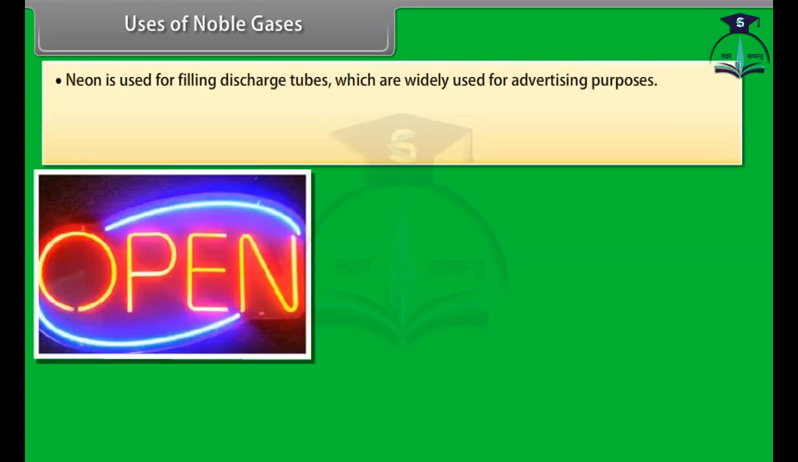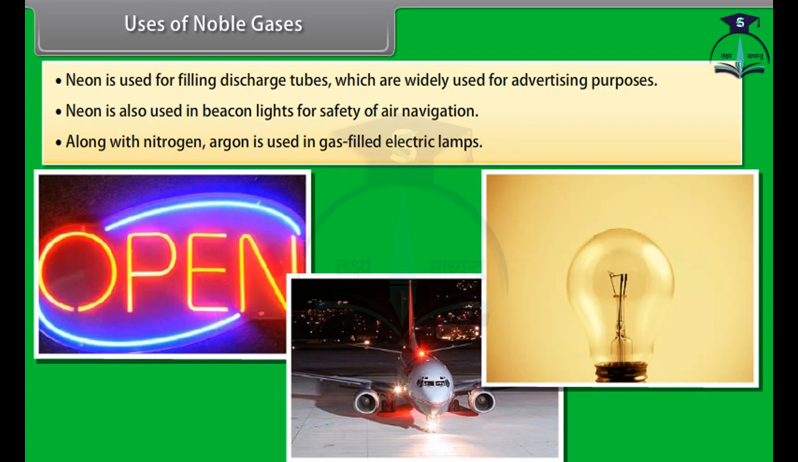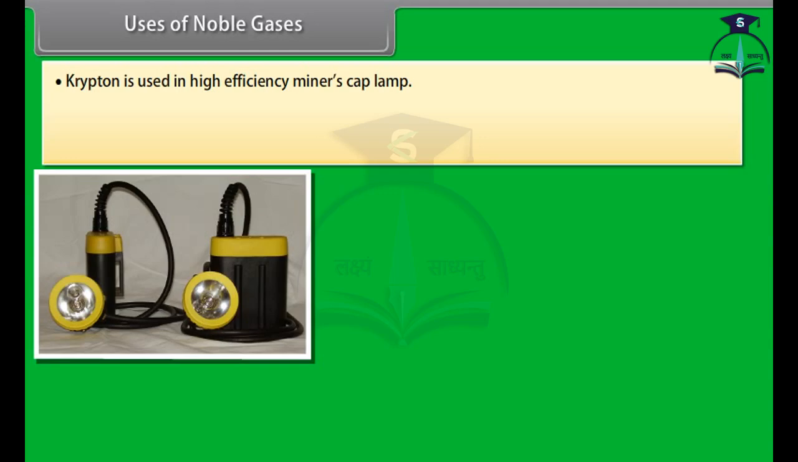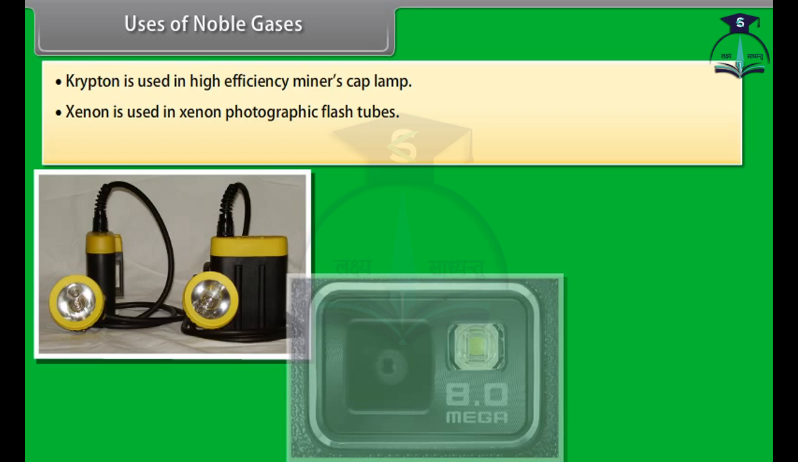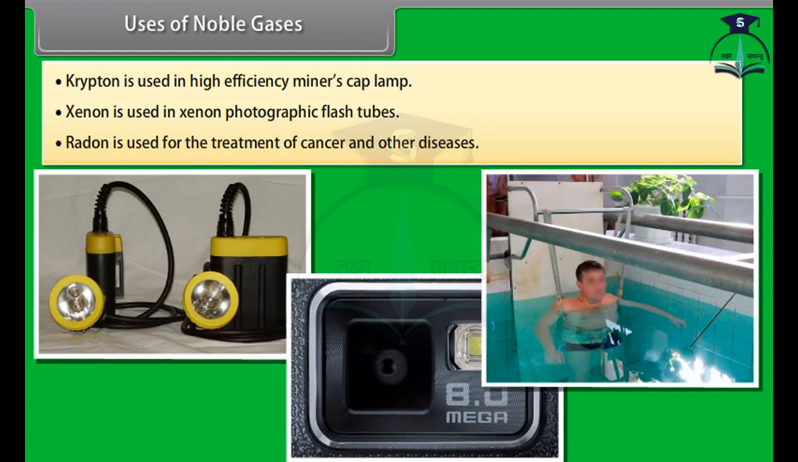Neon is used for filling discharge tubes which have characteristic colors and are widely used for advertising purposes. Neon is also used in beacon lights for safety of air navigation, as the light possesses fog and storm-penetrating power. Along with nitrogen, argon is used in gas-filled electric lamps because argon is more inert than nitrogen. Krypton is used in high-efficiency miner's cap lamps. Xenon is used in xenon photographic flash tubes. Radon is used for the treatment of cancer and other diseases.